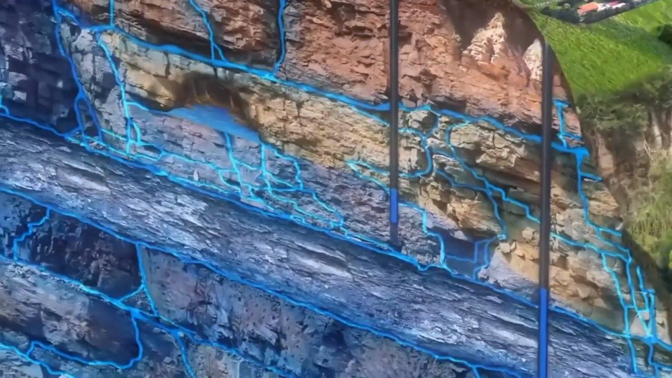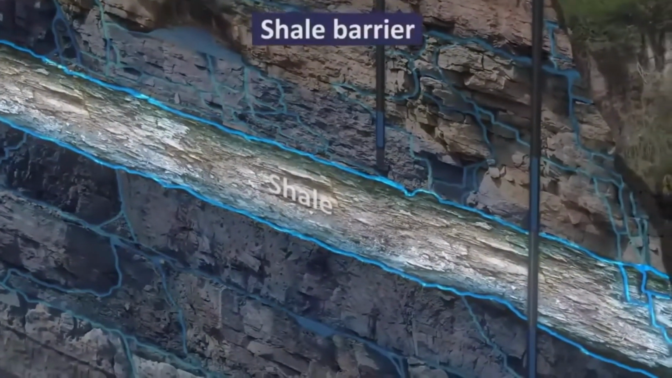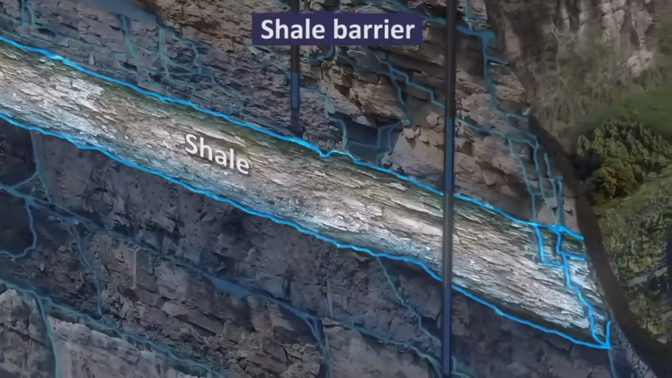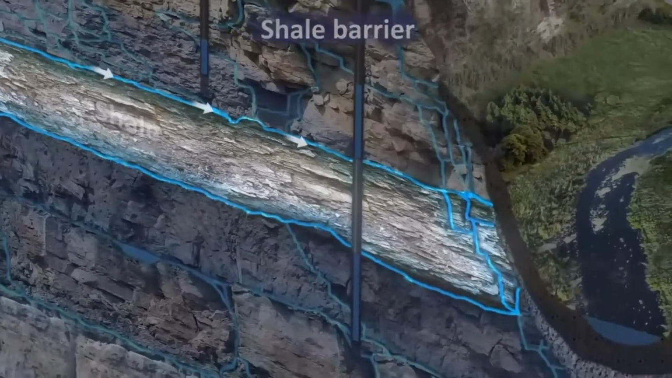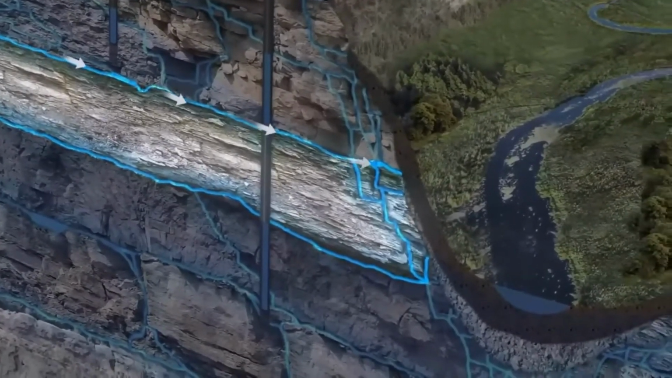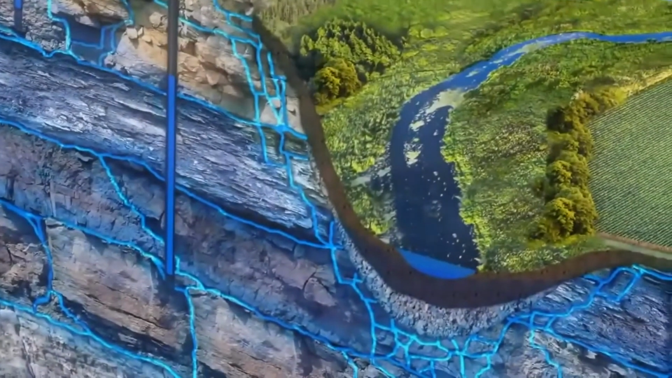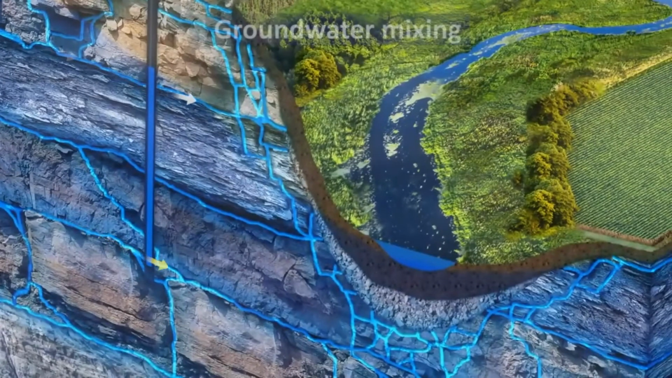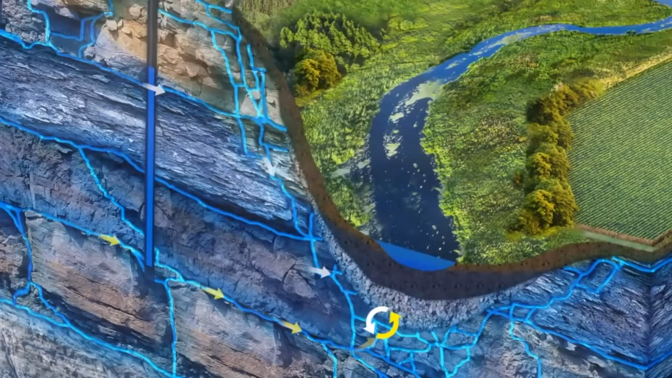Layers of shale are less permeable than limestone and hinder the downward movement of water. Instead, water travels sideways, following the easiest path across the shale. In areas of the landscape where the shale has been removed by streams or erosion, younger local groundwater from above the shale mixes with older and deeper regionally sourced groundwater.